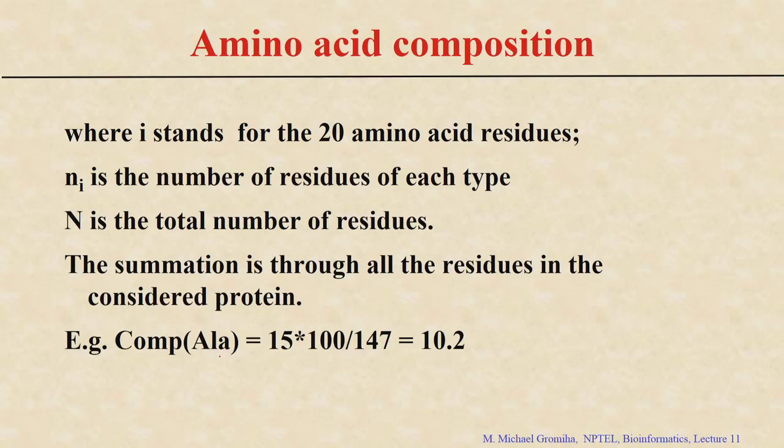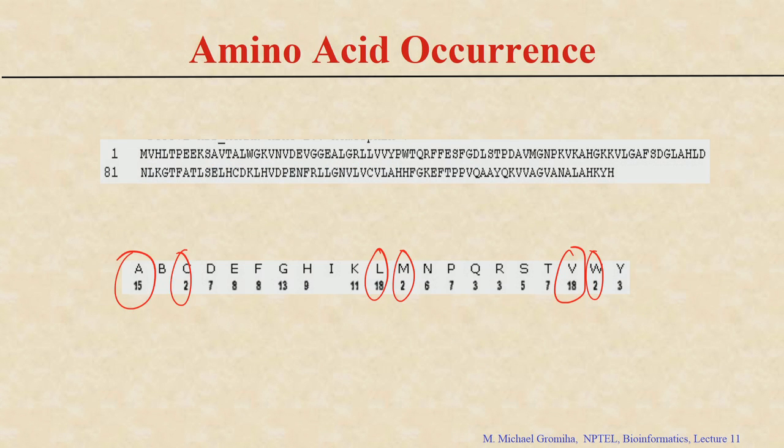So you can calculate the composition of alanine as 15 residues into 100 divided by 147, which is equal to 10.2. In this example, how many alanines are in this protein? 15. So 15 divided by 147 residues, multiplied by 100. What is the composition of valine? 18 divided by 147 multiplied by 100. We will get the composition of any specific residue in this protein.